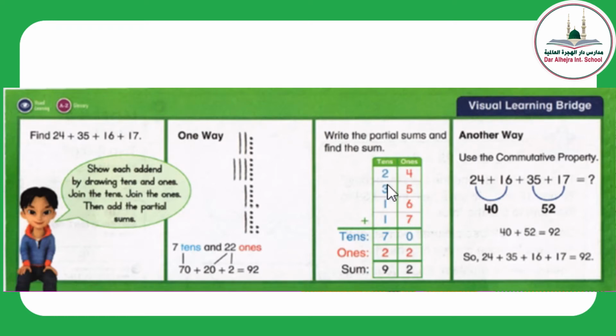Then we will be adding the tens first here, 2, 3, 4, 5, 6, 7. So there are in all 7 tens, that means 70. Then we'll be adding the ones together, and when we add them, they end up to be 22. The sum is 22 for these ones.